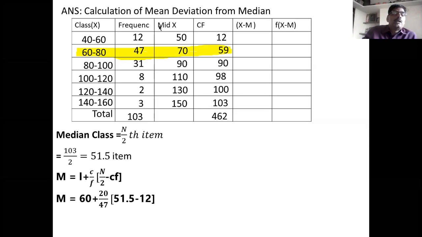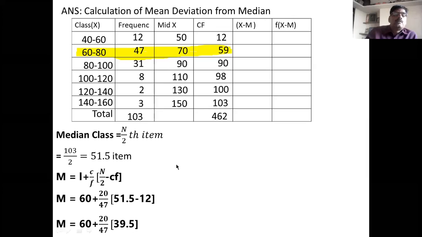You fill the values in the median equation. 60 is the lower limit. 20 is the class interval. 47 is the F value. Then 51.5 is the N divided by 2th value, already calculated in the first step. Minus 12, the cumulative frequency. Then simplify this. 60 plus 20 divided by 47, 51.5 minus 12. That is 39.5.